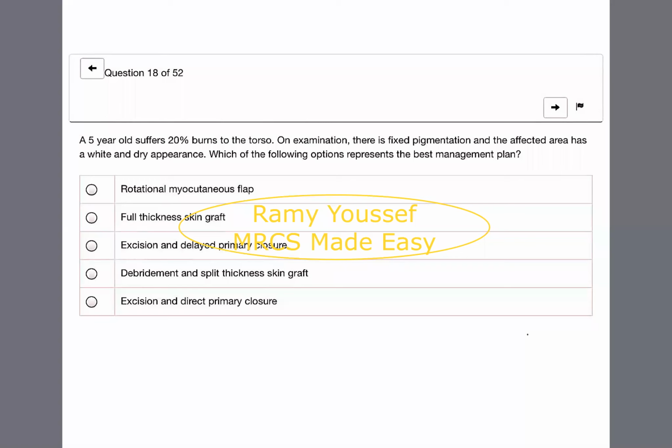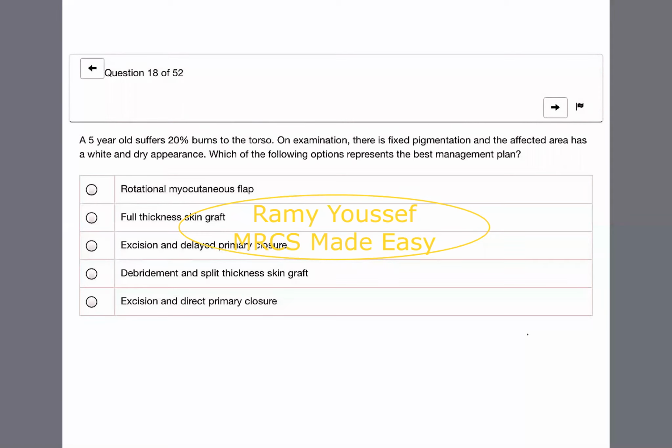You have dead skin, so you can't do a flap or make an excision and leave the area, or make an excision and primary closure. So you have to do a debridement for the patient, and a split thickness skin graft should be done over the affected area of burn, because it is a large area.